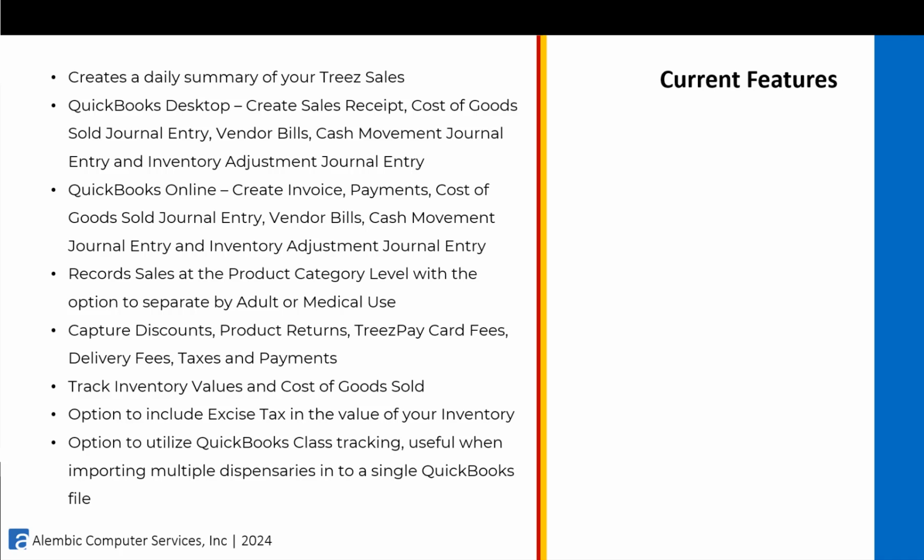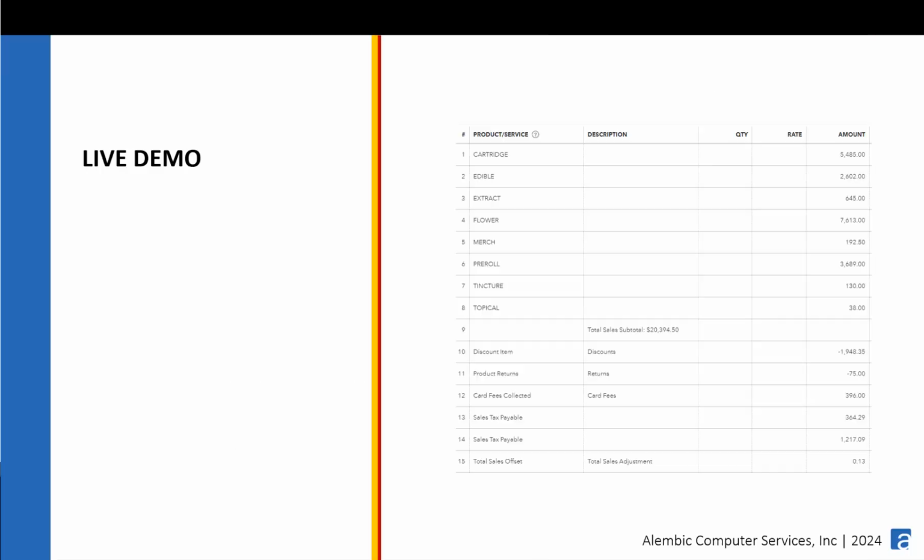We also give you the ability to use QuickBooks classes. So if you have multiple dispensaries that you want to feed into a single QuickBooks file, you're able to do that. You can use classes for each one of the separate dispensaries, and that will allow you to do your profit and loss by class, for example.